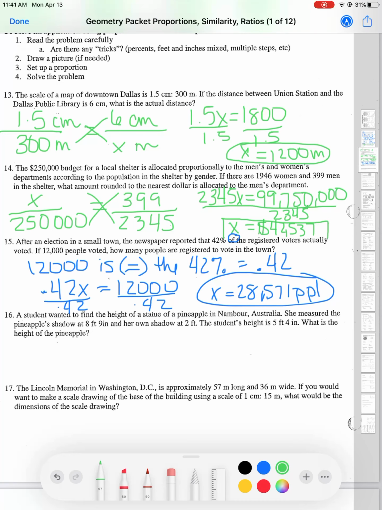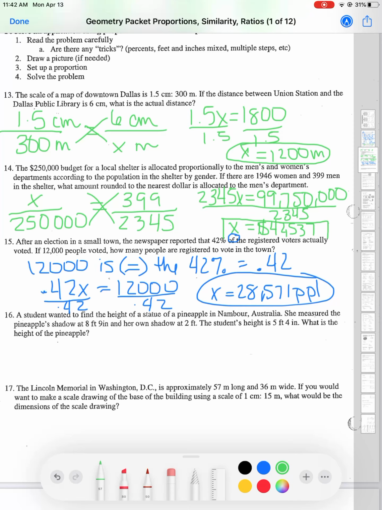Okay, 16. Remember, if I'm going too fast, guys, you can pause me. A student wanted to find the height of a statue of a pineapple in Nambour, Australia. She measured the pineapple's shadow at 8 feet 9 inches and her own shadow at 2 feet. The student's height is 5 feet 4 inches. What is the height of the pineapple?